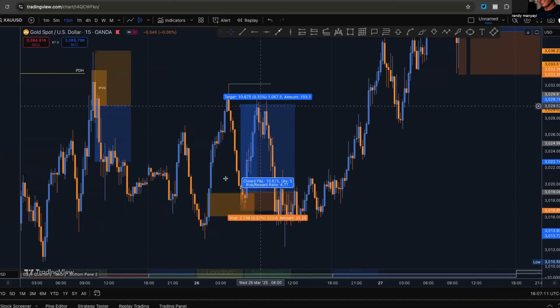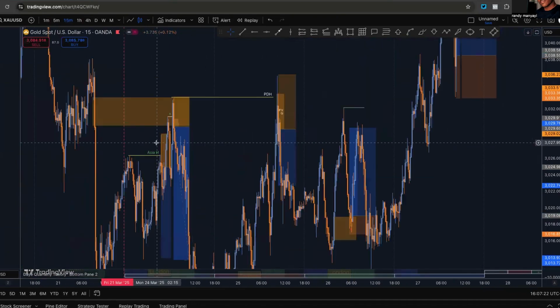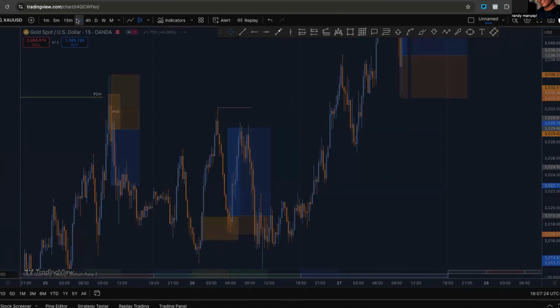Okay, so yeah, I did not end up getting all of this 4.77R. It would have been great, but it is what it is. The market is random anyway. Okay, so that was Wednesday, and let's go on to Thursday.